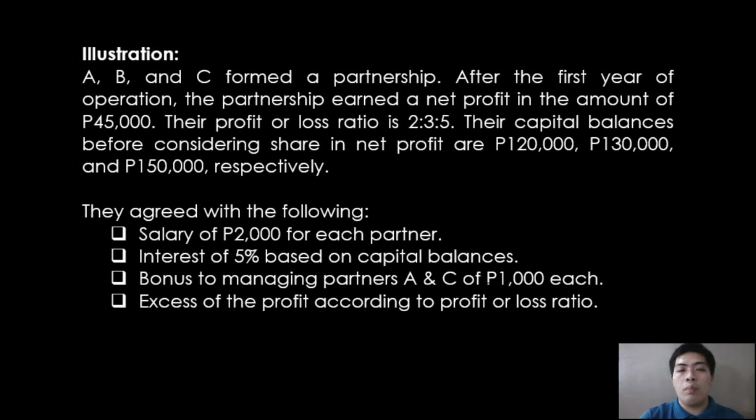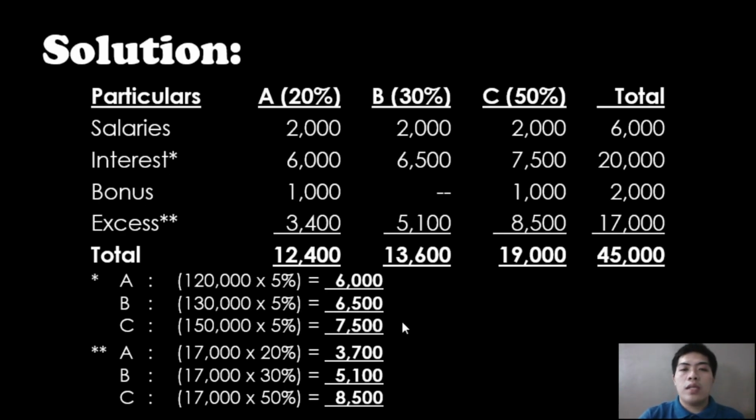So dito binigay lang muna yung amount ng bonus. Usually naman yung bonus kino-compute yan eh. So later, meron naman tayong discussion for bonus computation. So let's go along lang muna dito sa problem. Okay? Then yung excess daw ng profit according to profit or loss ratio. So ganito yung kanilang magiging distribution. Okay. We have the salaries, we have the interest, then we have the bonus. Yung bonus yung meron lang si A and C. Again, for concept purposes, concept-wise, yung bonus meron lang yan kapag may profit. Okay? Then yung excess, ganito yung kanilang distribution.